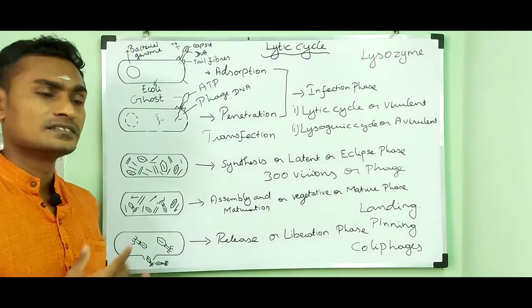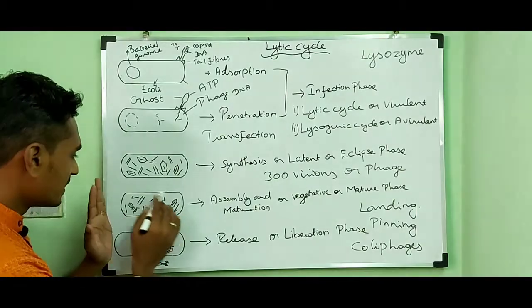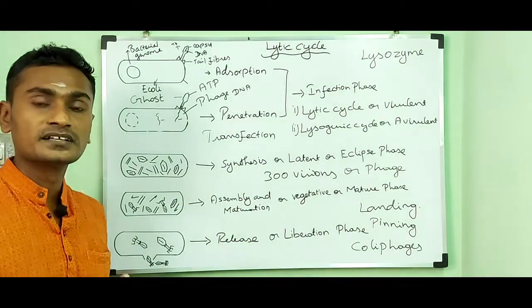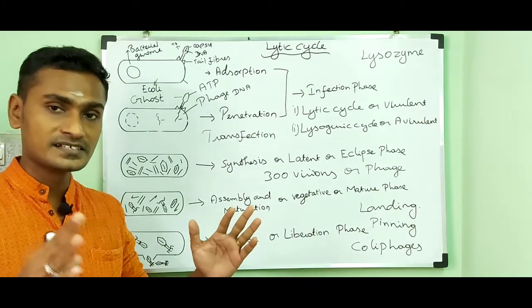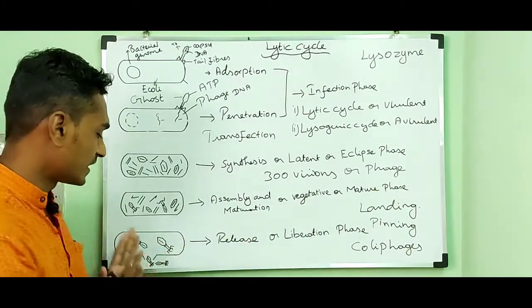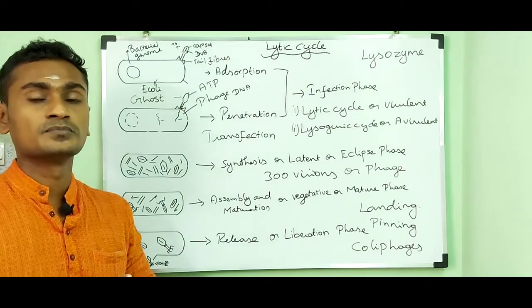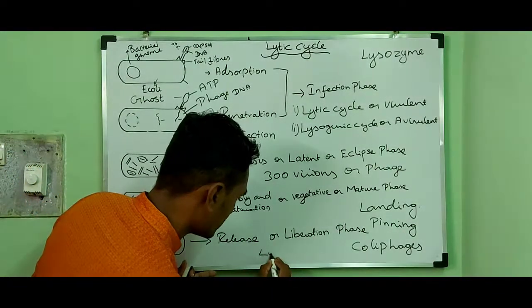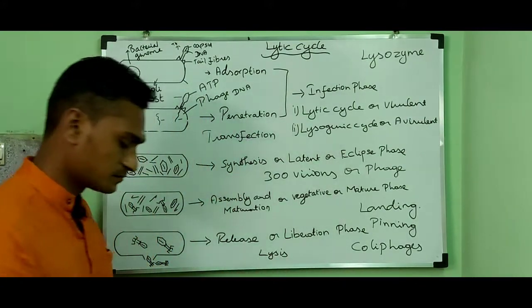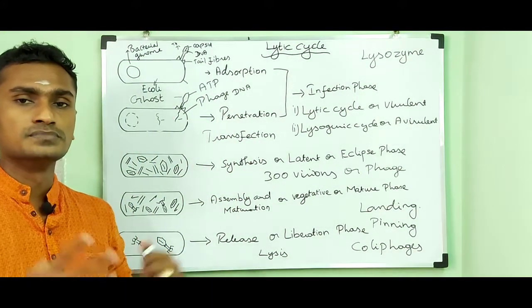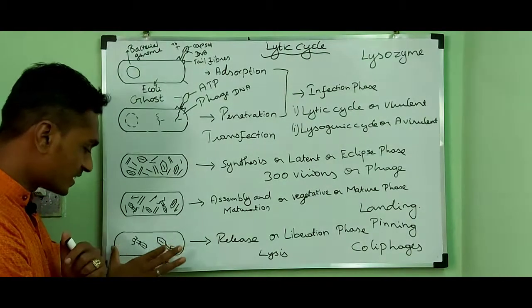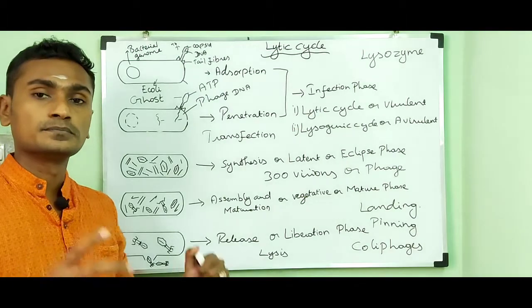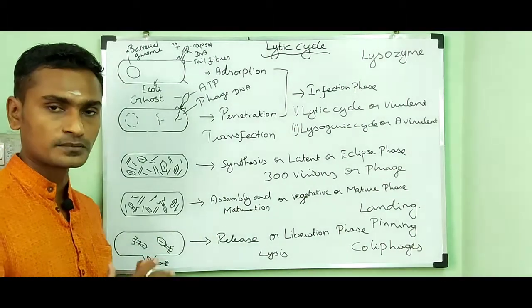Then the phage particles are accumulated in the bacterial cell, and they are released from the host cell by the process of lysis. Lysis means breakdown or burst out. So the accumulated phage particles are released from the bacterial cell by lysis.